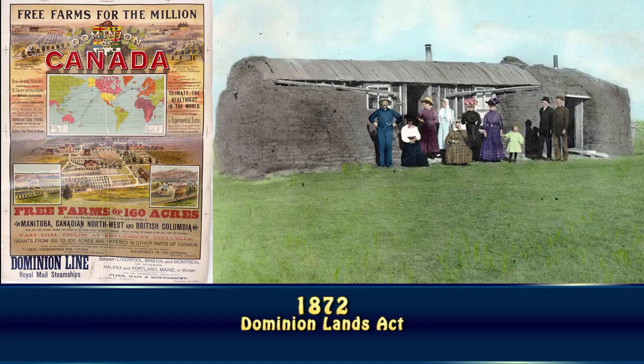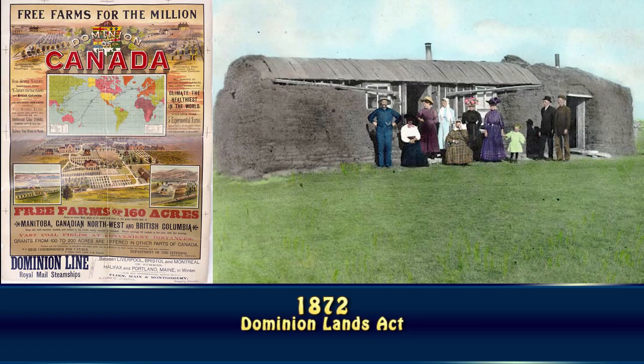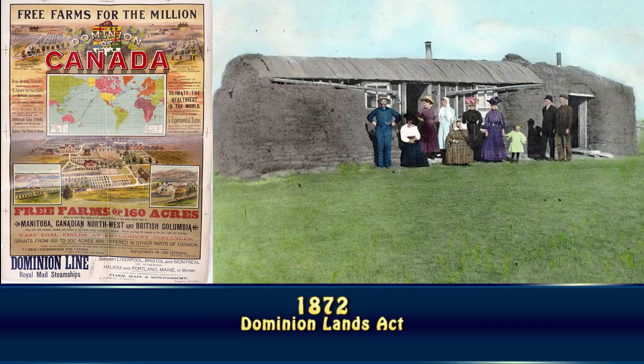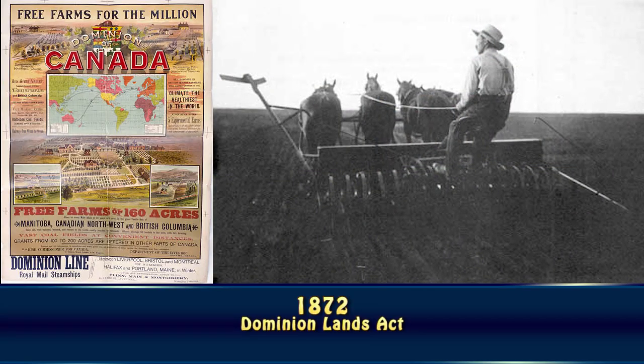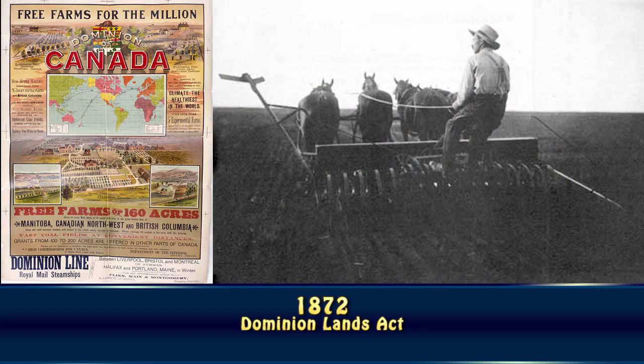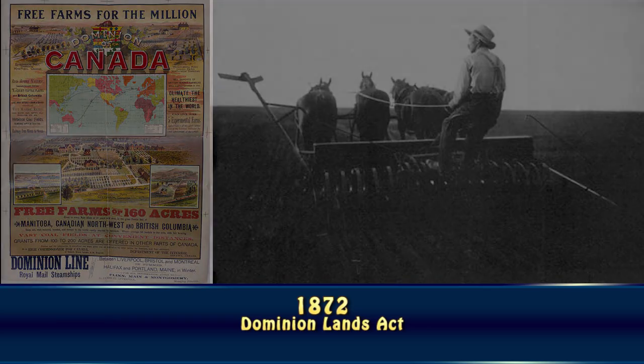The Dominion Lands Act encourages European settlement in the prairies by giving 160 acres of land to settlers who will live on the farm and cultivate at least 40 acres.